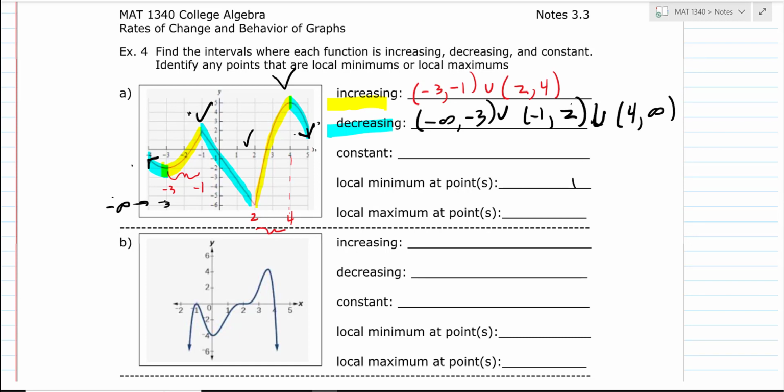Is this thing ever constant? No, it's never level. So there's no horizontal line. So that's none. Now all we've got to do on this, then, for a minimum is just look at that.